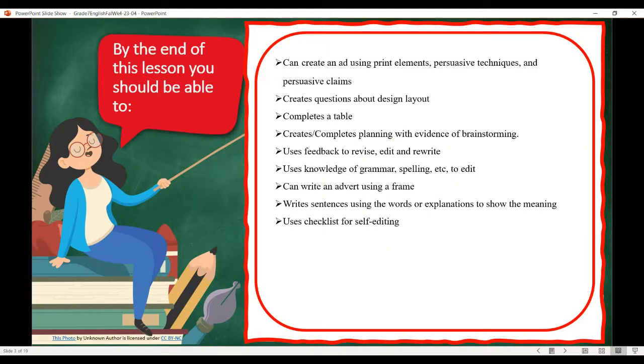Okay, so for today, by the end of the lesson, these are the things you should be able to do. These are the skills you should have. You can create an ad using print elements, persuasive techniques, and persuasive claims. Create questions about design layout, complete a table, complete planning with evidence of brainstorming, use feedback to revise, edit and rewrite, use knowledge of grammar, spelling, etc. to edit, write an advert using a frame, write sentences using the words or explanations to show the meaning, and use a checklist for self-editing. Okay, so this is actually what you're going to surprisingly be able to accomplish today. And I have great faith in you. So I know you can do it.